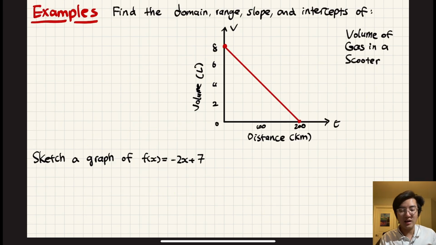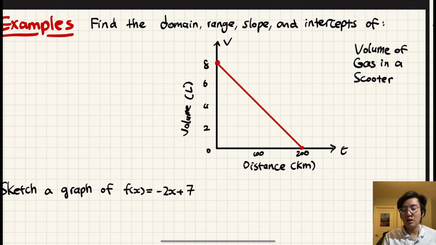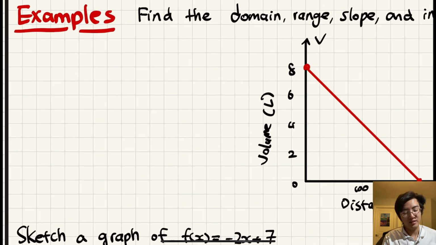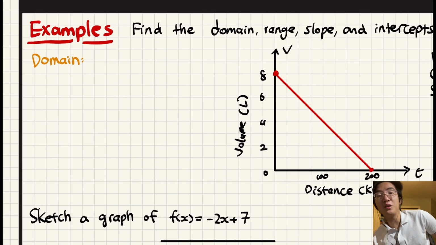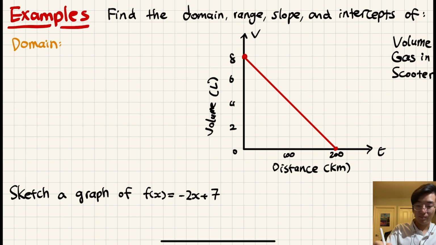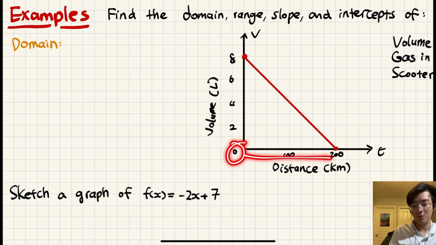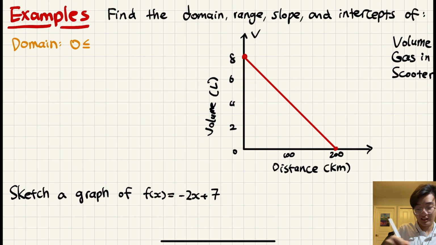Okay, so let's do some examples here. We have this graph of volumes of gas in a scooter. Let's do domain and range first, which are from our last lesson. Domain is pretty much all the x values of a graph. As you can see, this graph only goes from here to here, so the x values will be from this point to this point, from 0 all the way to 200. I don't know why this is t here. That's not time. It should be distance. Let's just do d here.